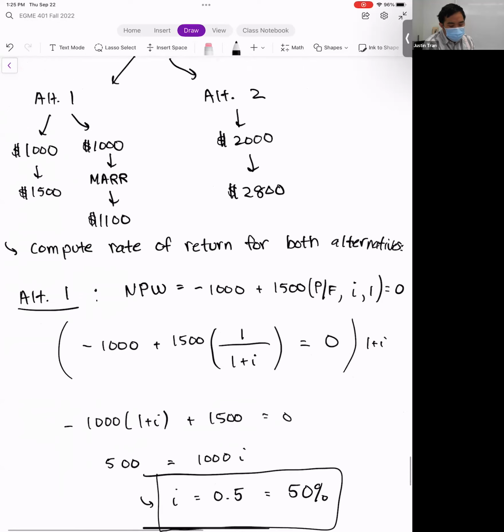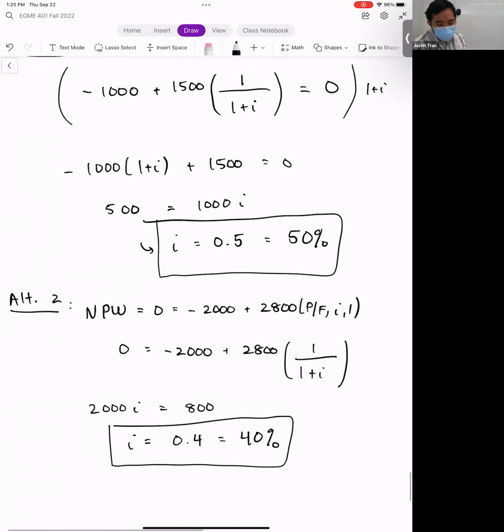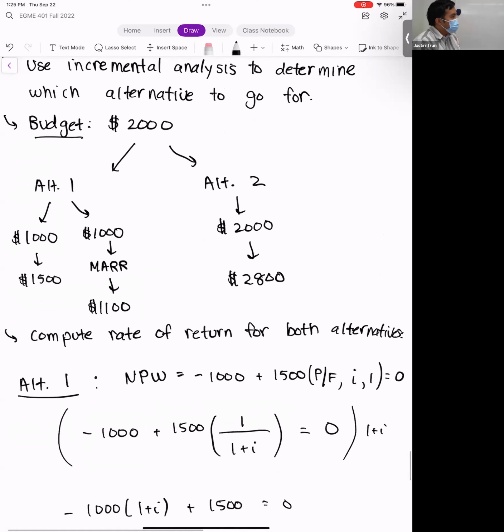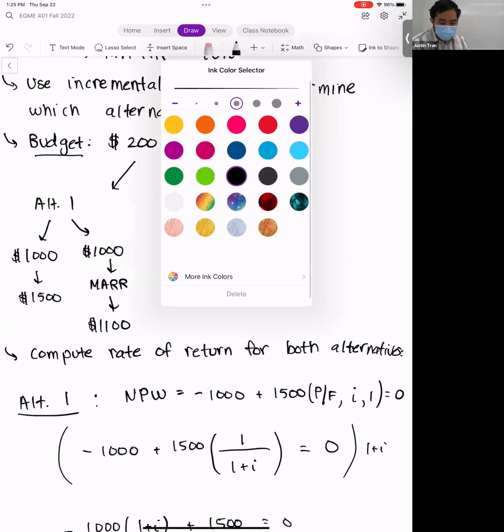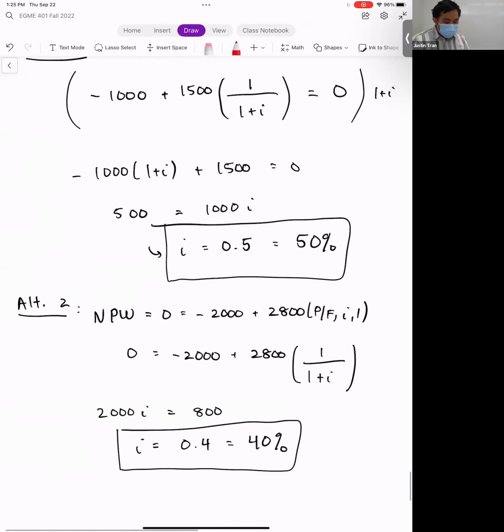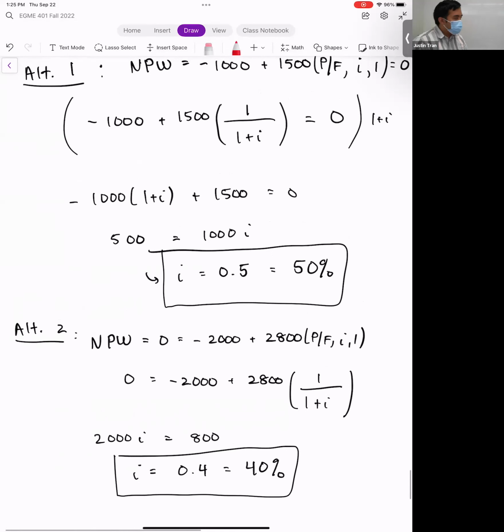Okay. And so how do we reconcile these 2 points? How do we reconcile the fact that rate of return is telling us one thing, but our back of the envelope calculation is telling us the other? Well, that's the secret behind incremental analysis. But before I jump into that, are there any questions on how we computed any of this?